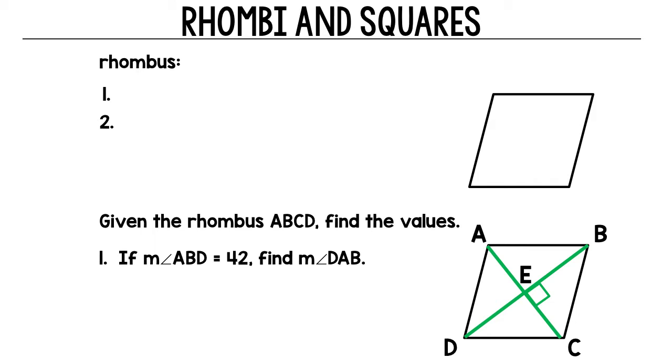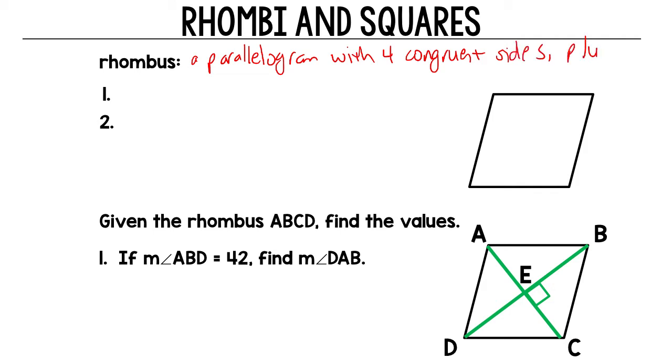Today we're going to discuss rhombi and squares. Let's talk about first, what is a rhombus? Rhombi is the plural of rhombus. So a rhombus is a parallelogram with four congruent sides, plus these two extra tidbits. The diagonals are perpendicular.